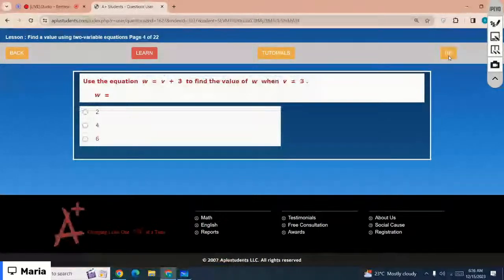The next one is use the equation w equals v plus 3 to find the value of w when v equals 3. So which is the correct option? You are given the value of v, that is 3. So the solution of the equation is 6. The correct option is 6.